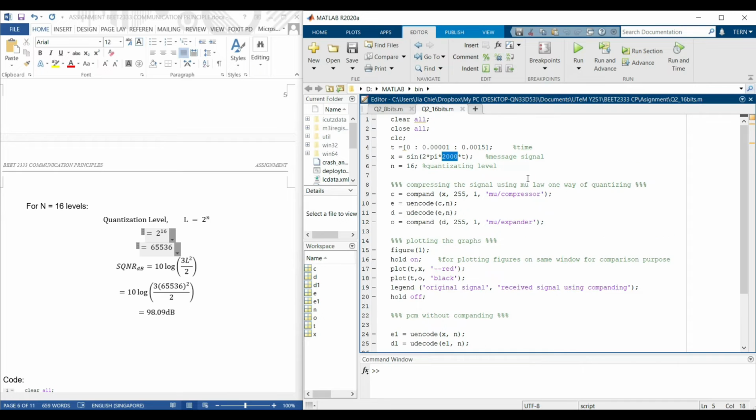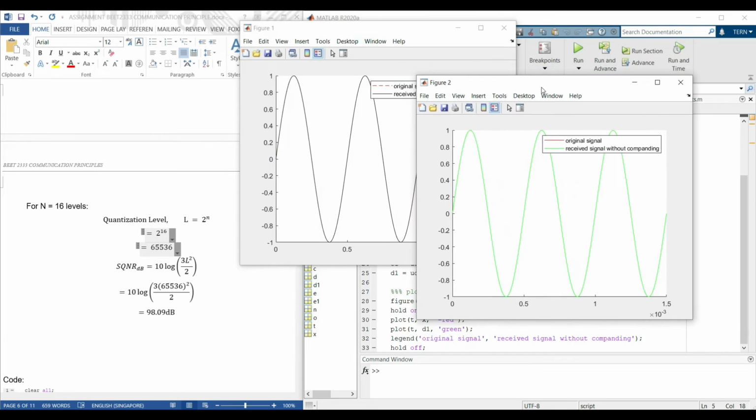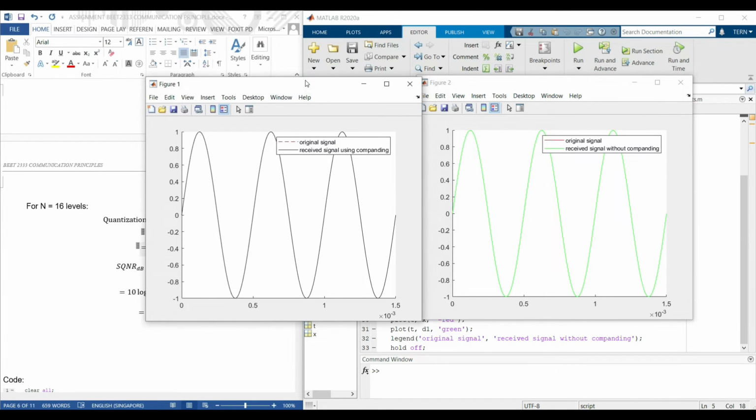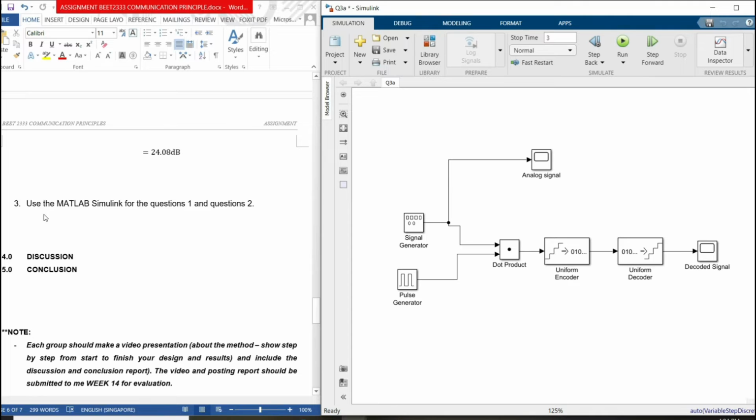And the same, we will use the mu-law companding, and we use uniform encode and uniform decode. Then we will expand it. Then we will also plot the PCM without the companding, that's uniform encode and uniform decode of our original signal. Then when we run the code, we'll get the quantized signal of level 16 here, and this one is without companding.